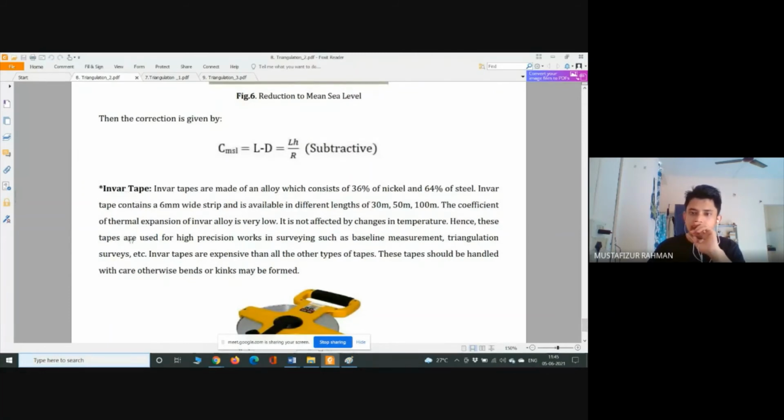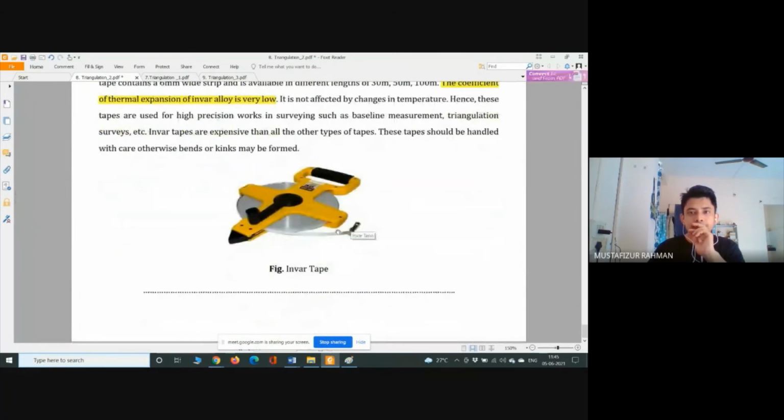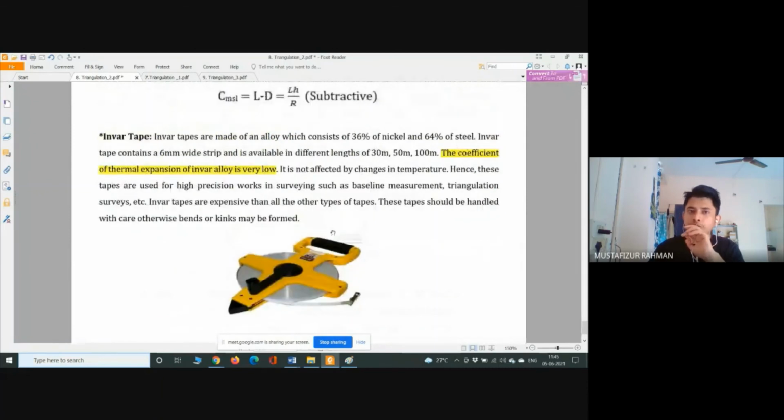And here, what is invar tape? This is important information here. Please read this. Invar tape is accurate. It gives an accurate measurement. Why? Because the coefficient of thermal expansion of invar alloy is very low. So therefore, the errors are much less than other types of tape. Okay. So this question is often asked, what is invar tape and what alloys they consist of. So 36% is nickel and 64% is steel.